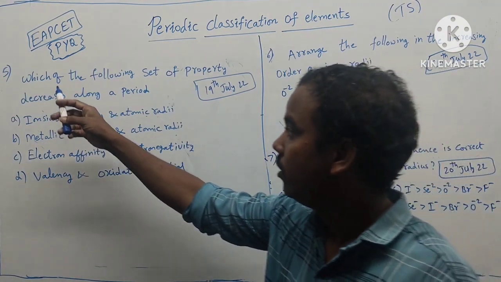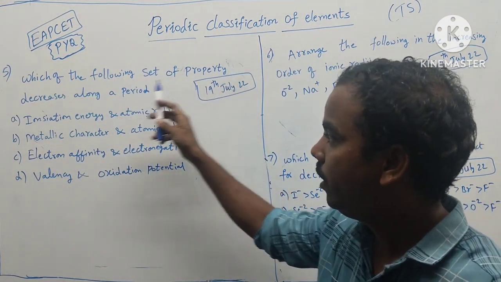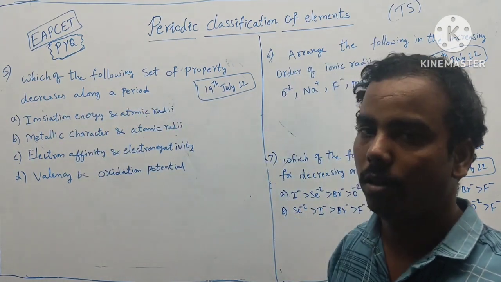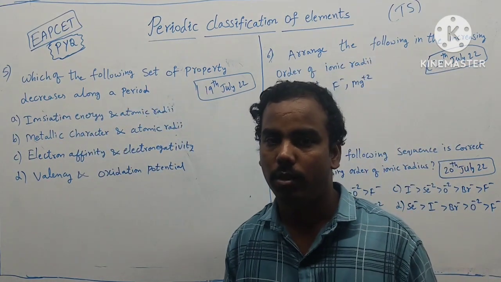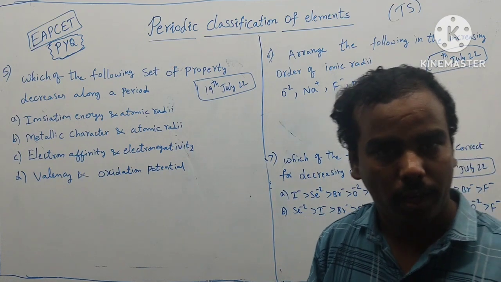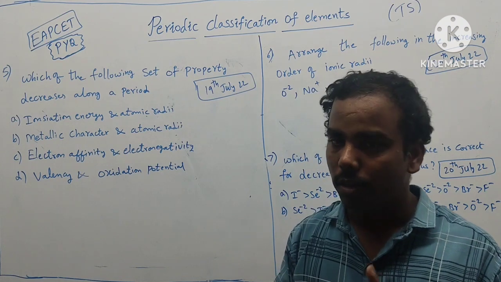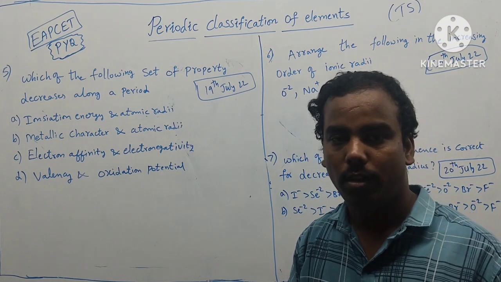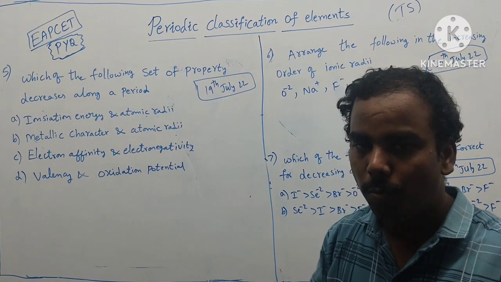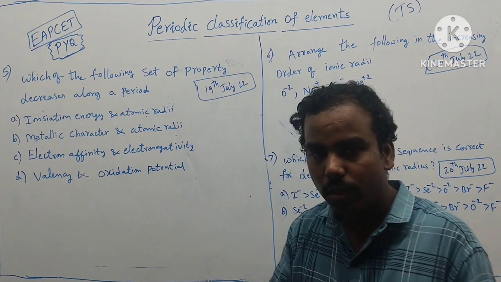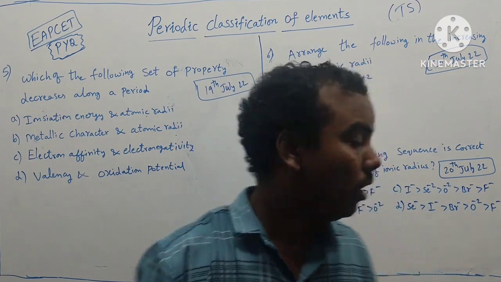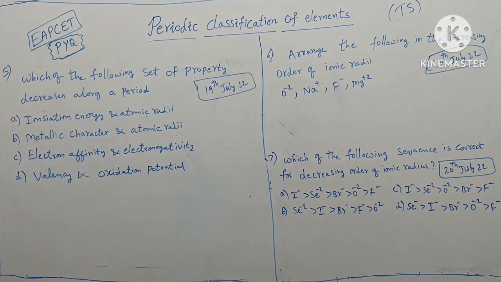The next question. Which of the following sets of properties decreases along a period? So there are different periodic properties: ionization energy, atomic radius, electron gain enthalpy or electron affinity, electronegativity, metallic character, non-metallic character. Top to bottom in groups, do they increase or decrease? In periods, left to right, do they increase or decrease? So all the properties, see, in periods and in groups.